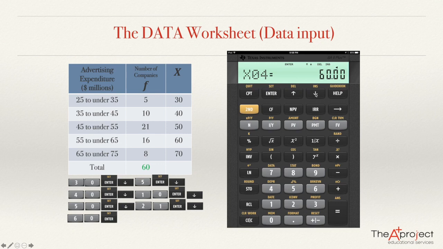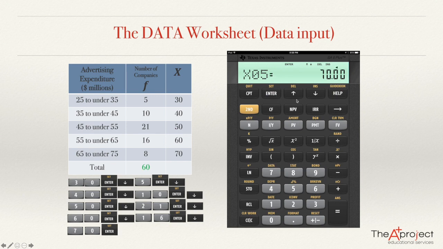Scroll down after the enter, don't forget. By default the frequency is 1, but you're going to change that. The fourth frequency is 16. So 1, 6, 16, and then enter. After you press this frequency, scroll down, and then go to the fifth value of x. It will be 70. So it will be 7, 0, 70, and then enter.